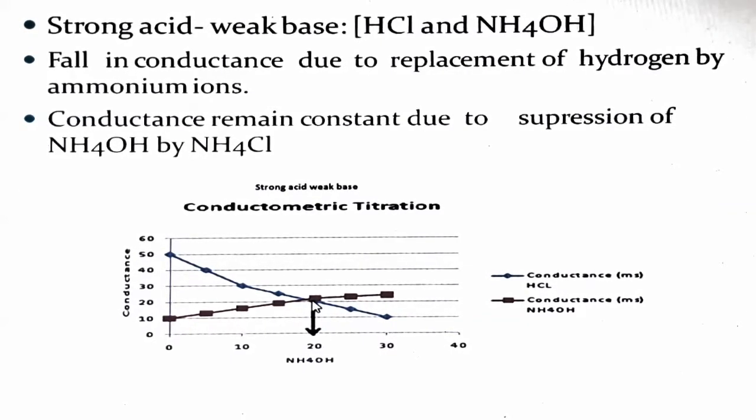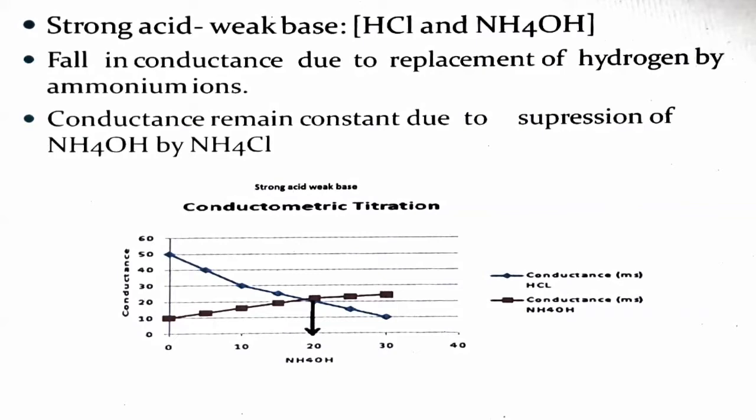Now due to the common ion effect, ammonium hydroxide will not dissociate in the way it could be dissociated. So here, first a fall in conductance due to neutralization of HCl by ammonium hydroxide. Here a slight increase in conductance due to formation of ammonium chloride, and here conductance remains constant due to suppression of ammonium hydroxide by ammonium chloride. So this is the strong acid and weak base titration.